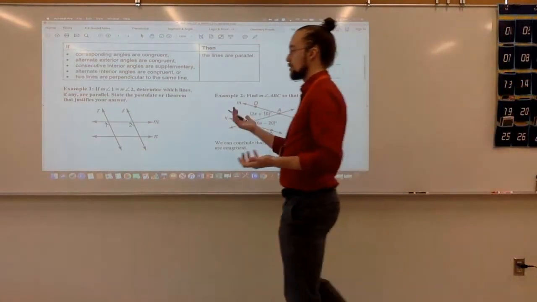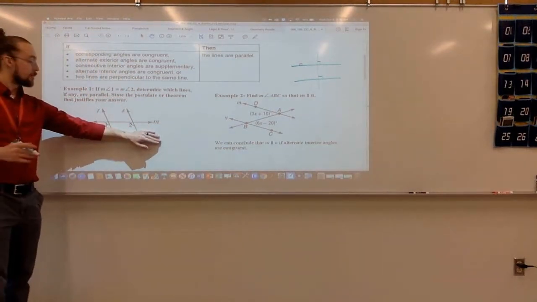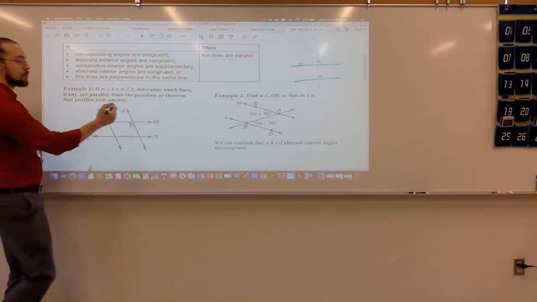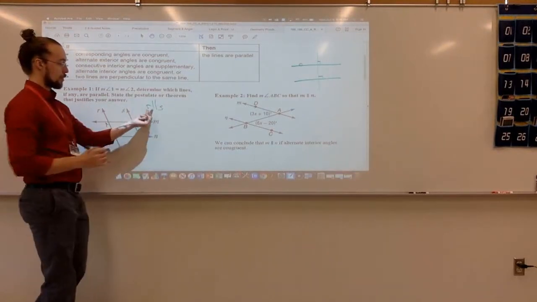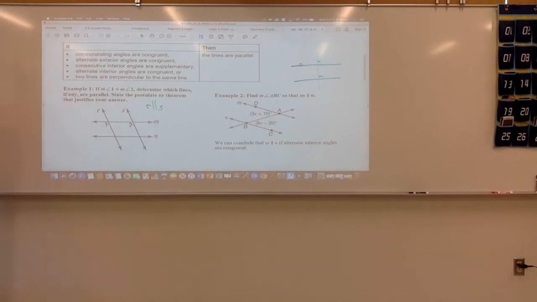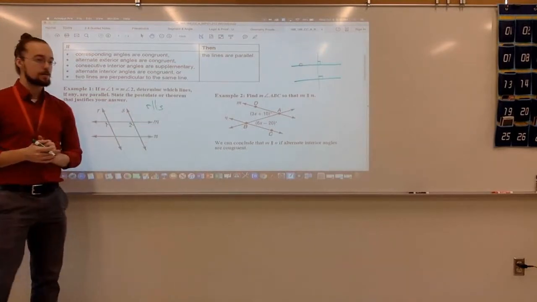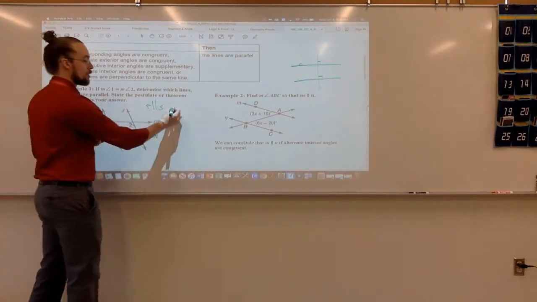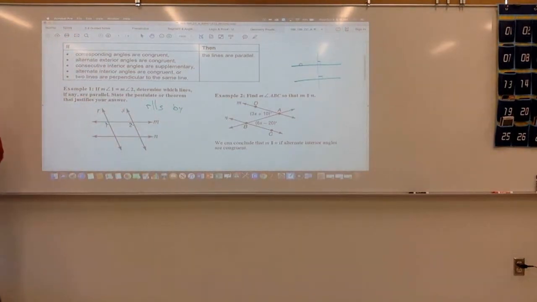R and S, or S and R. Again, we have no information about this bottom line here. So what we can say is R is parallel to S. Those two slanted lines are our symbol for parallel lines. This says R is parallel to S. And then for our reason, it says state the postulate or theorem that justifies your answer.